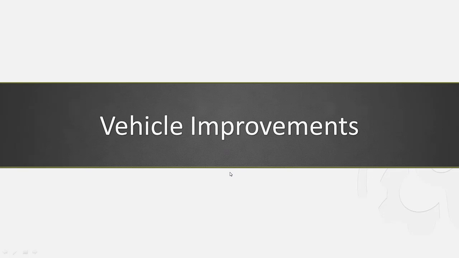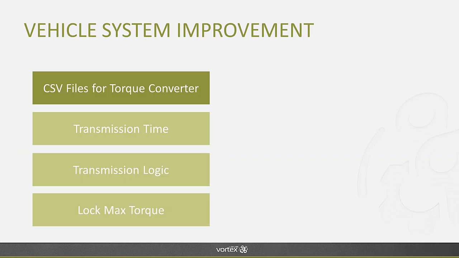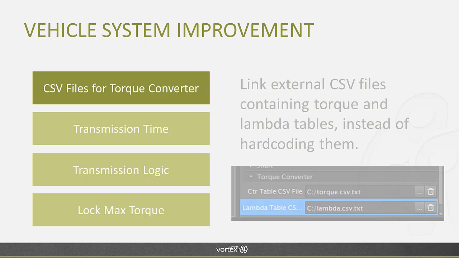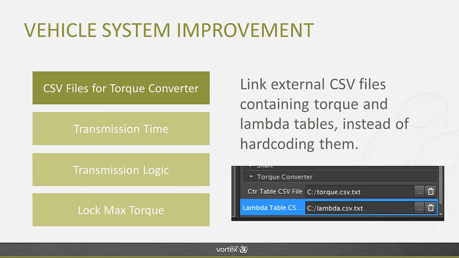Thank you, Marc-Alexandre. All right, so we're getting into the home stretch of today's webinar. We're going to talk about vehicle improvements, which is the third main focus of this release. So vehicle system improvements are mostly focused on making it easier to model automatic transmission and also manage the logic behind it. The first change is that you can now link CTR tables and lambda tables for your torque converter.